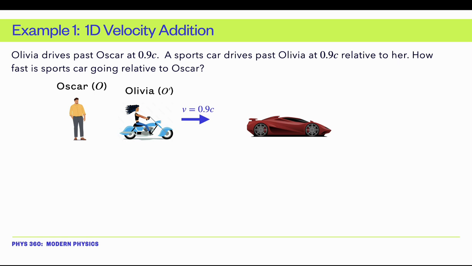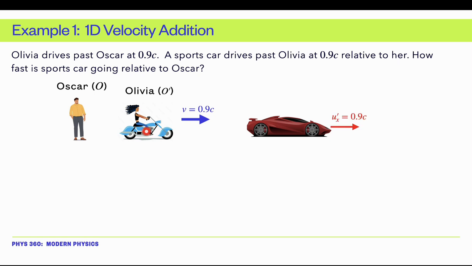It's slightly simpler to think about if Olivia is in the prime frame because the velocity that shows up in the gamma factor is always the velocity of the primed frame relative to the unprimed frame. So we're given that Olivia is traveling at 90% the speed of light relative to Oscar, so it makes sense that she is the primed frame, Oscar is the unprimed frame.